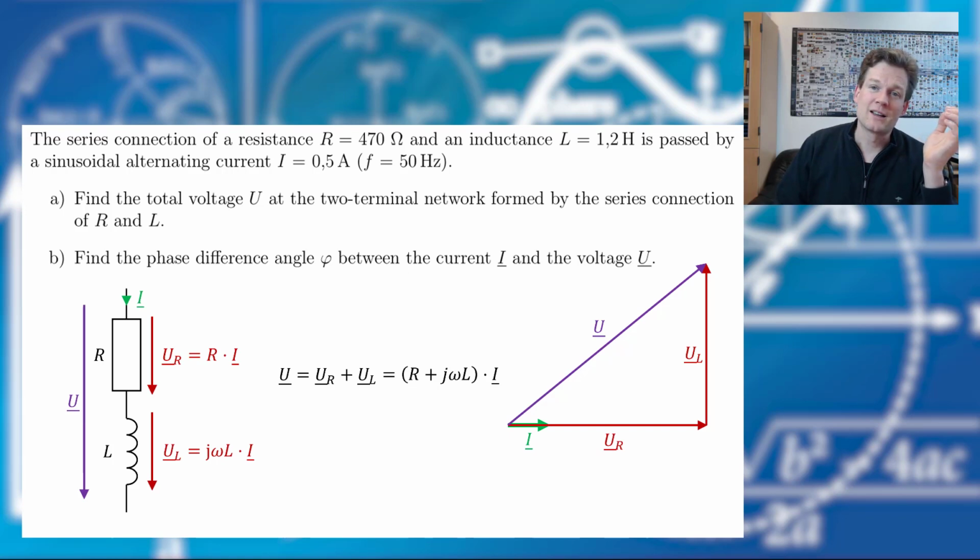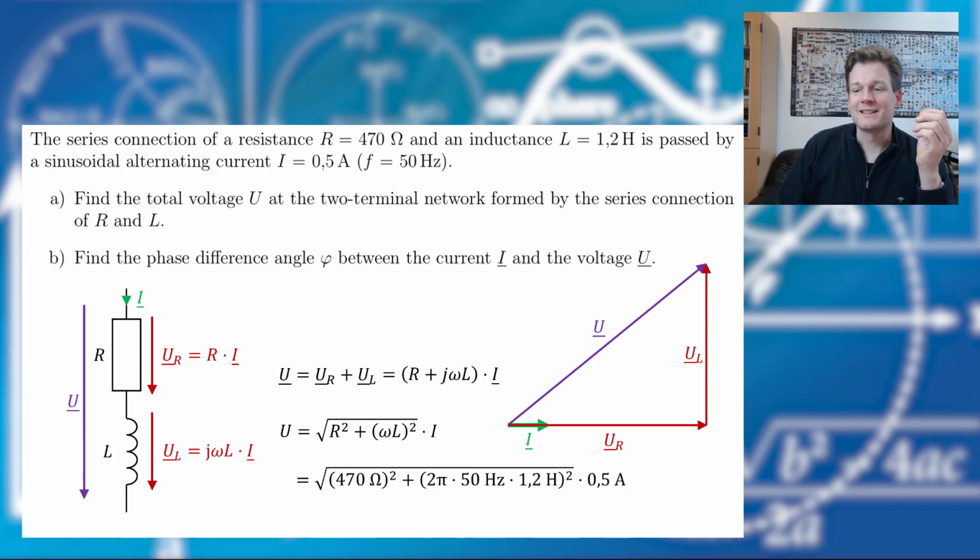But we are only asked for the absolute value of the voltage, and therefore we use our friend Pythagoras and can write it like this. With the given number values, it's like this, and the result will be 301.26 volts.